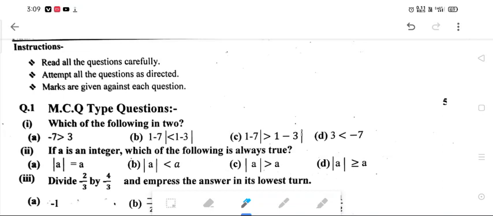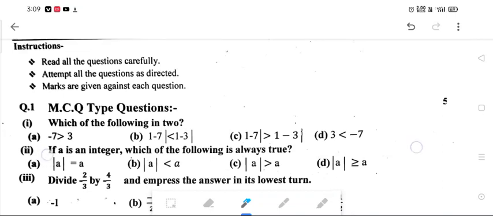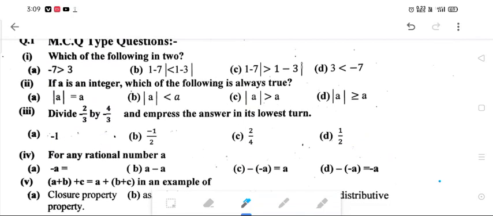In the first there are MCQ type questions and they are 5 in number. The first question is which of the following is correct. Here you have to find out the right option out of these four. So as you know, the questions belong to the topic of integers. So the first option is minus 7 is greater than 3. So you have to know which is greater and which is smaller. In the second, 1 minus 7 is less than mod of 1 minus 3.